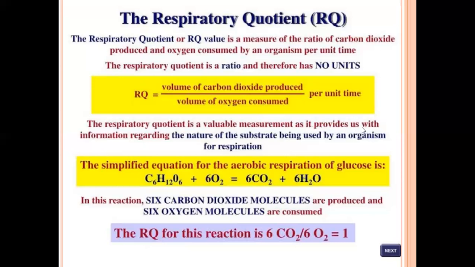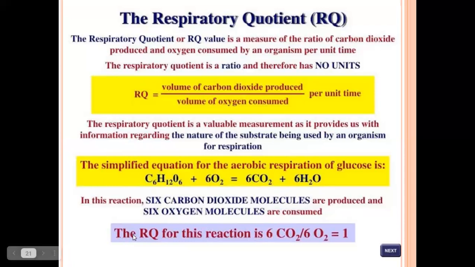The respiratory quotient is a valuable measurement as it provides us with information regarding the nature of the substrate being used by an organism for respiration. The simplified equation for the aerobic respiration of glucose is C6H12O6 plus 6O2 gives 6CO2 plus 6H2O. In this reaction, 6 carbon dioxide molecules are produced and 6 oxygen molecules are consumed.